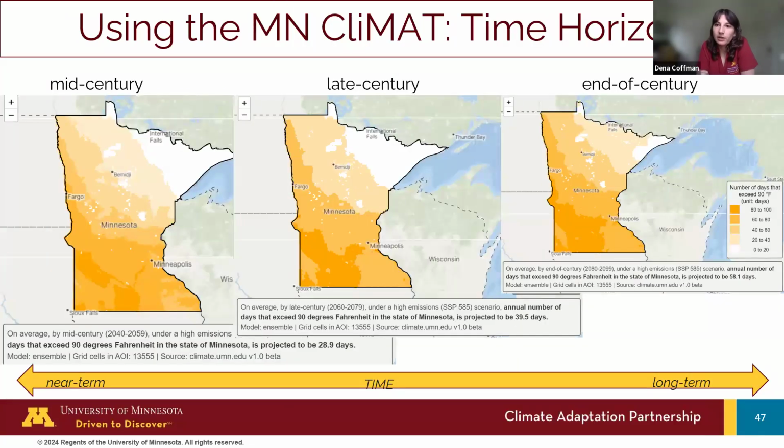You might want to compare, as I said, among different counties at that geographic level, but maybe you want to compare under different time horizons. You can do the same thing to change the time horizons. These three maps show the same variable, days over 90 degrees, over three different time horizons: mid, late, and end of century.